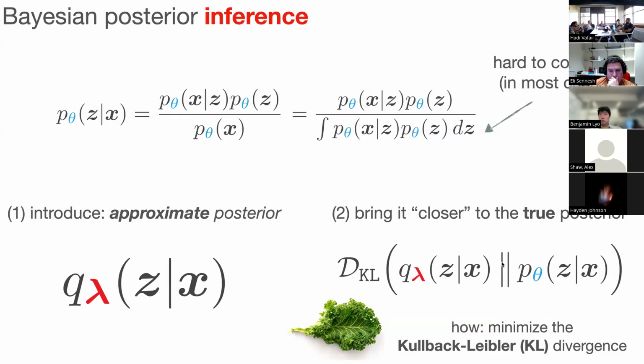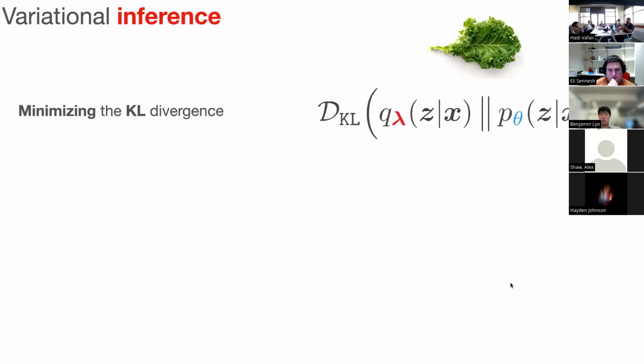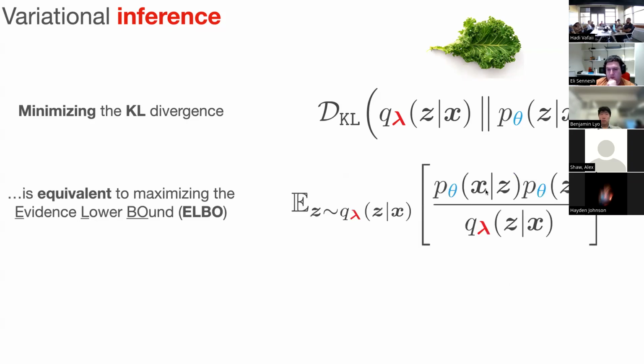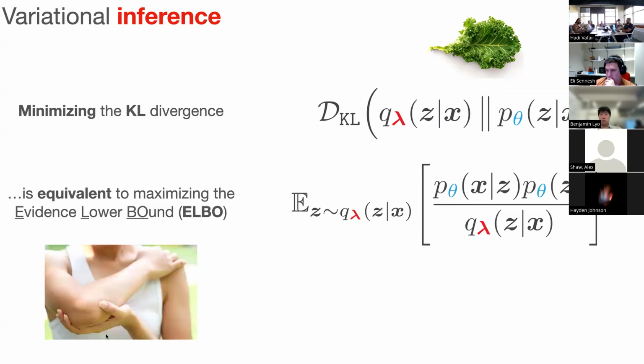However, you cannot compute this because you don't have P theta of Z given X. If you had it, then why would you even bother, right? It turns out that in very few lines of math, you can actually turn this objective into an equivalent objective of maximizing the evidence lower bound, which is defined with this expression. It's an expectation over your approximate posterior of this ratio. The numerator is actually the joint distribution, P of x given z times P of z, divided by the approximate posterior. And it turns out that if you maximize ELBO, you're going to exactly minimize this KL. And by the way, this is the ELBO.